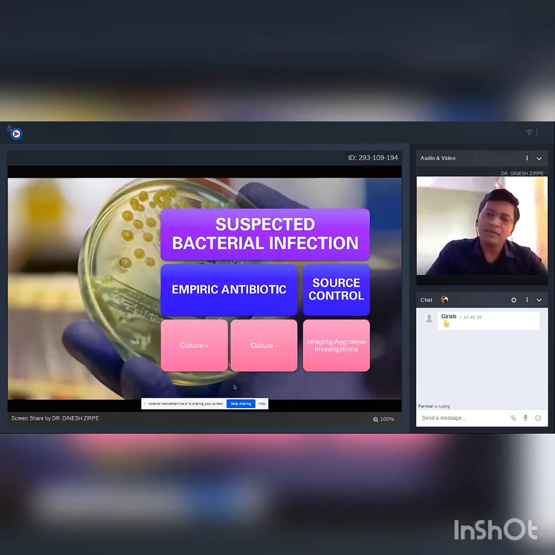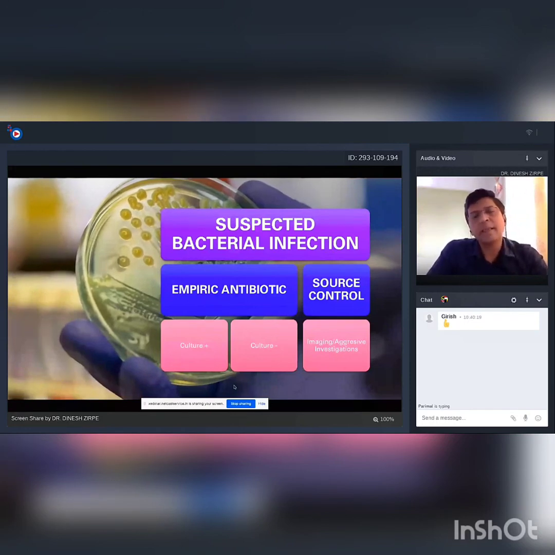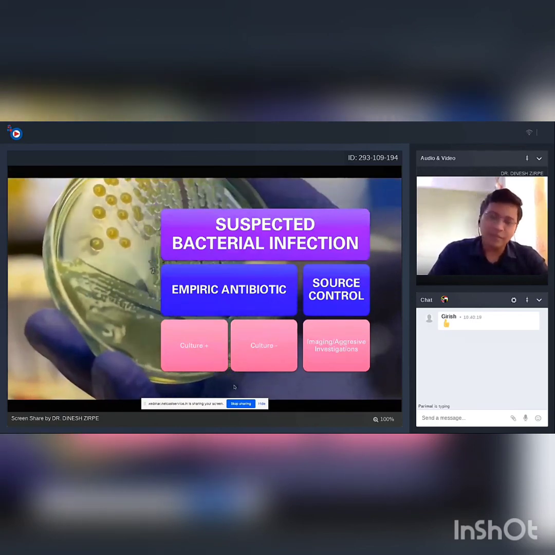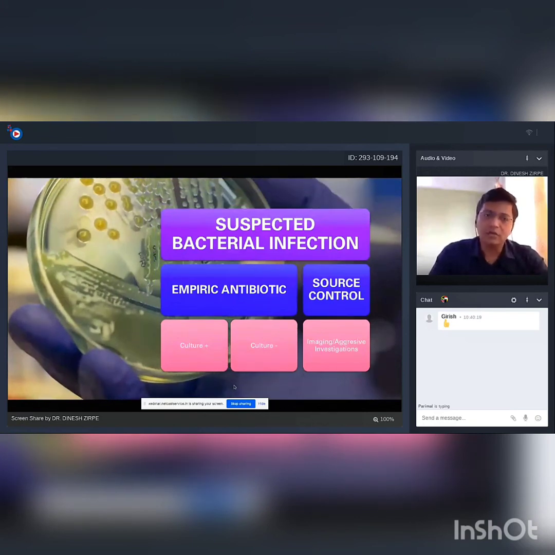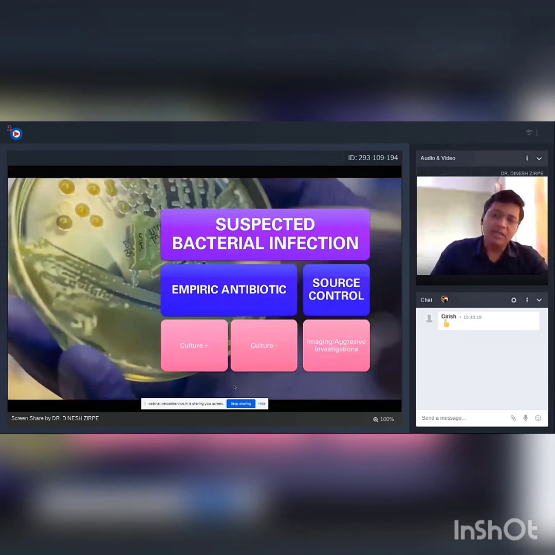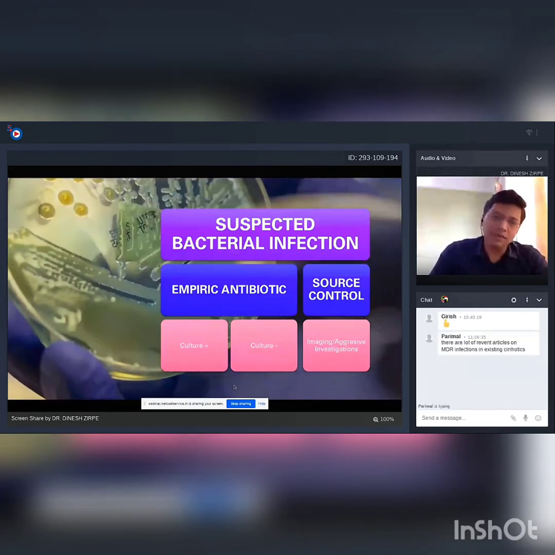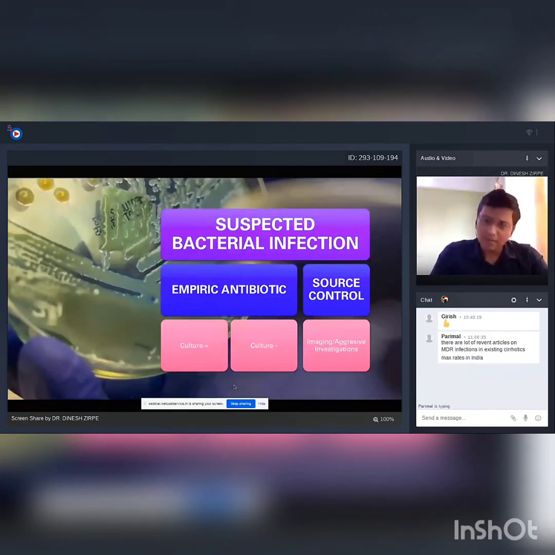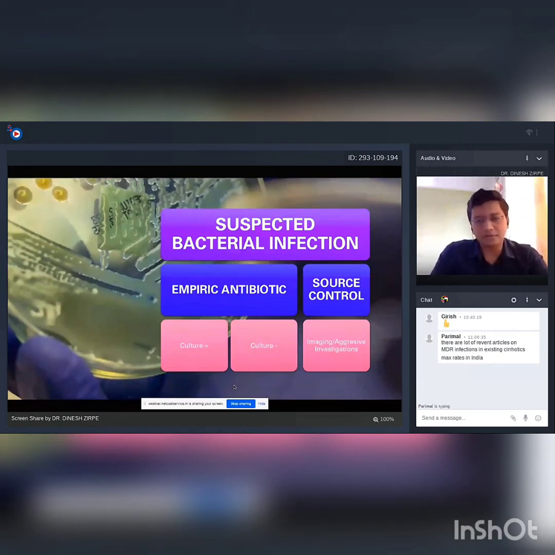But unless and until we do the source control, it is not at all useful to just go on doing empirical antibiotic therapy, or any antibiotic therapy. Once you do source control, then the penetrance and the outcome of the antibiotic is good. So for that, you have to go ahead with aggressive imaging, and you might require daily X-rays, or multiple CT scans, which include HRCT, maybe CT abdomen. But we have to go ahead with that.